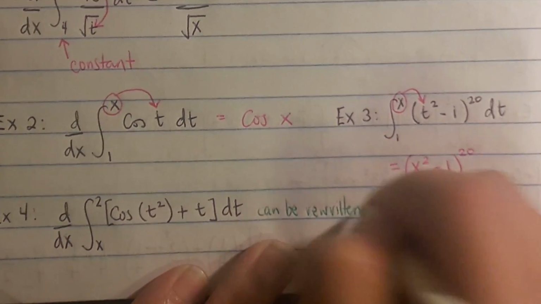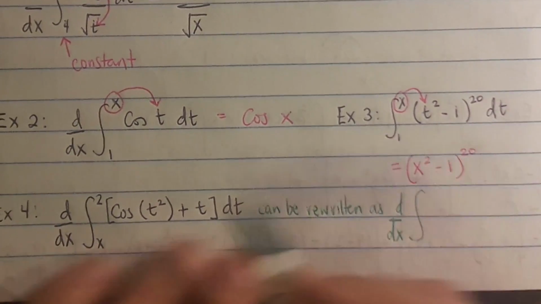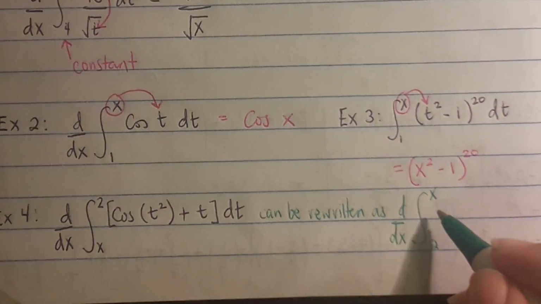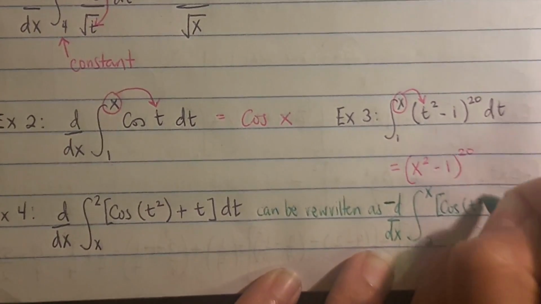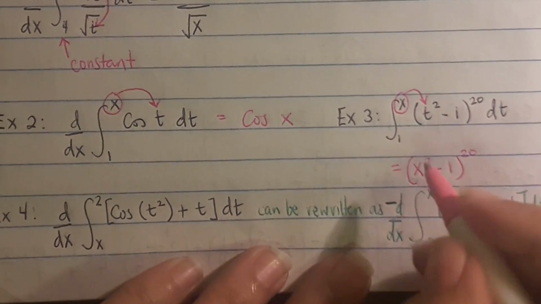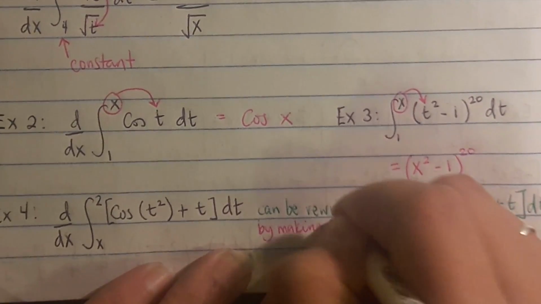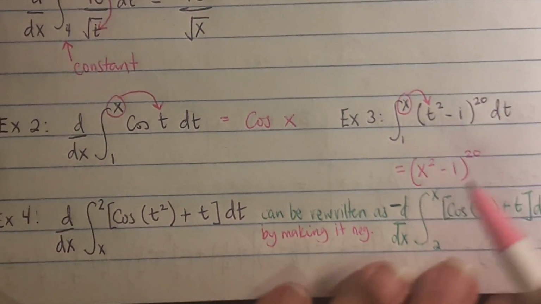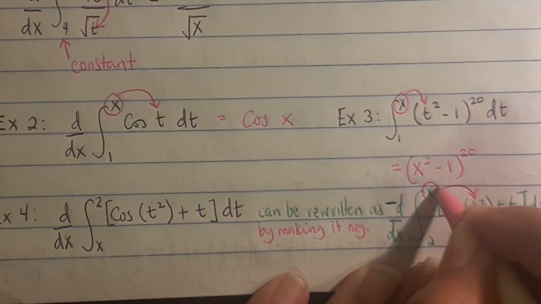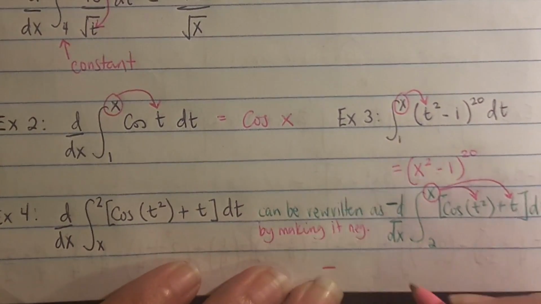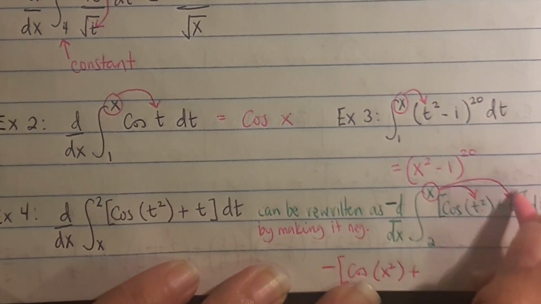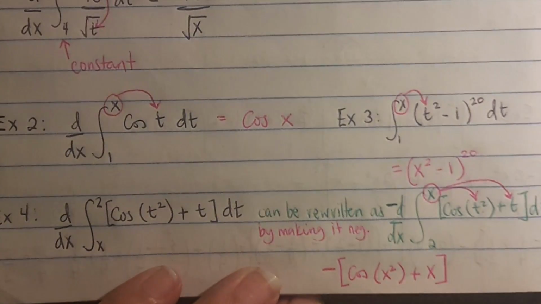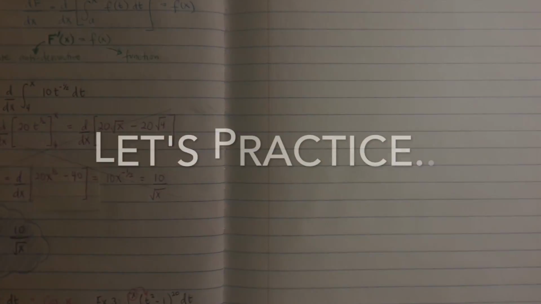That can be rewritten as the derivative with respect to x of the integral from the constant to the variable of the function. But because I've done that, I switched the order, I just have to put a negative outside. That's the only difference, and that becomes like everything else. So all I have to do is switch the order and make it negative. Once I have that, again, it's now constant to variable. You put the variable into the function everywhere you see the variable. So now that's going to be negative cosine of x squared plus x. And that's pretty much it. So the second fundamental theorem of calculus saves you a lot of time. Alright, let's practice.